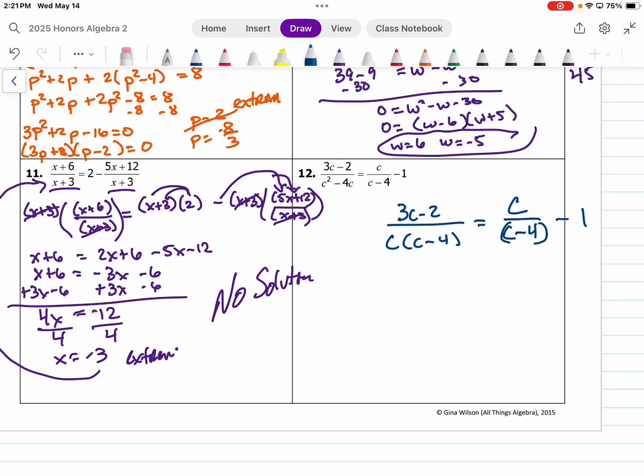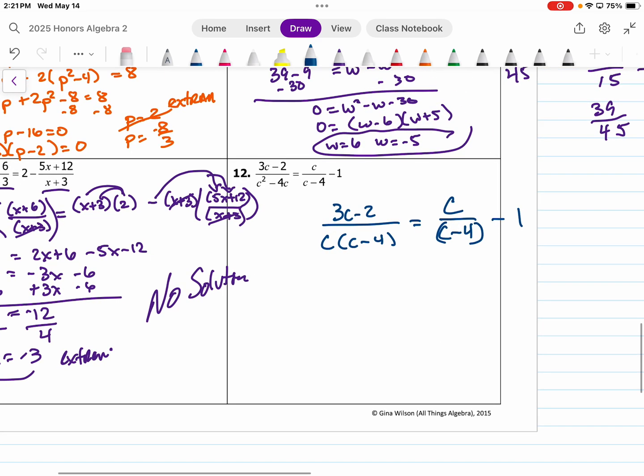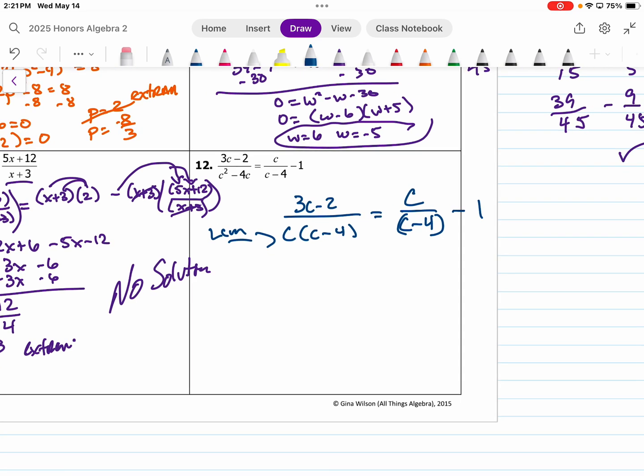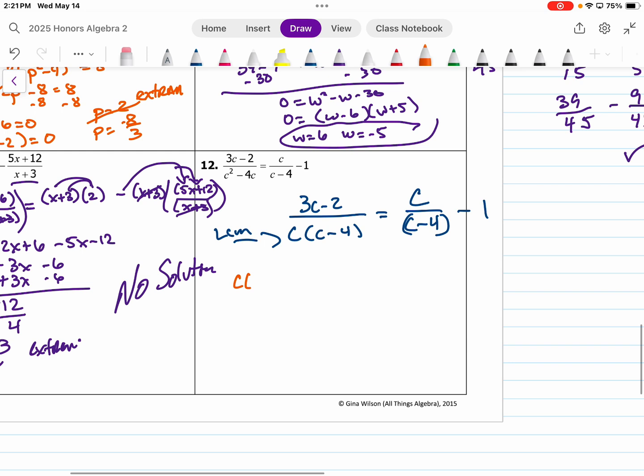All right, so I noticed that the denominator on the left, that one right there, that's my least common multiple. C times c minus 4. That's the least common multiple. So we're going to go ahead and multiply each part by that bottom. C times c minus 4 times the first fraction, 3c minus 2, over c times c minus 4.